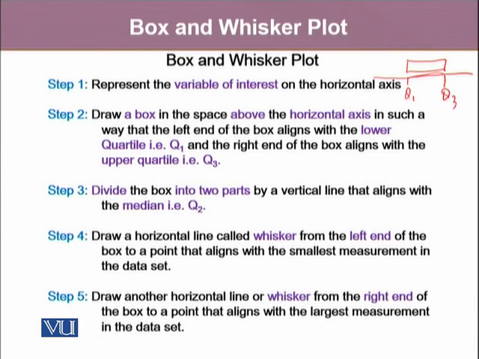Then we divide the box into two parts by a vertical line that aligns with Q2, which is the median value. Then in step 4, we draw the horizontal line called the whisker from the left end of the box to the point that aligns with the smallest measurement. And similarly, in step 5, we extend the whisker to the right from Q3 to the maximum value in the data.